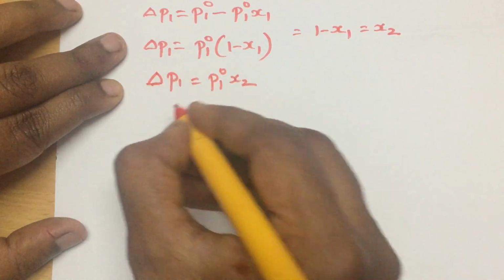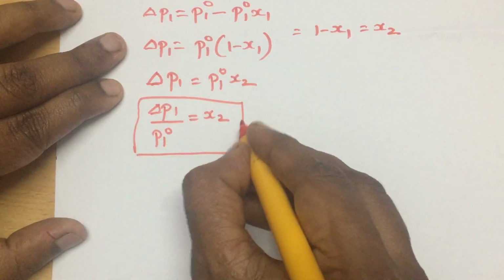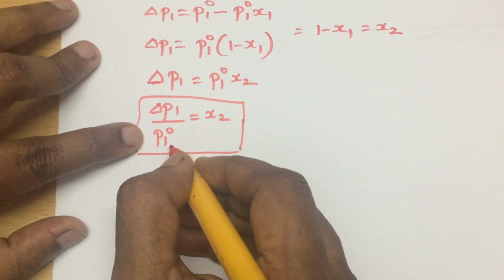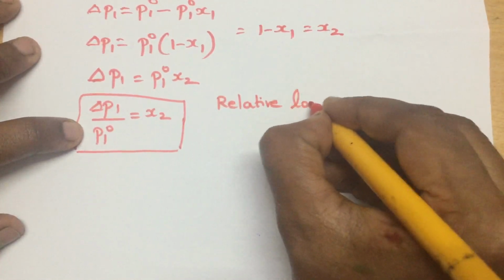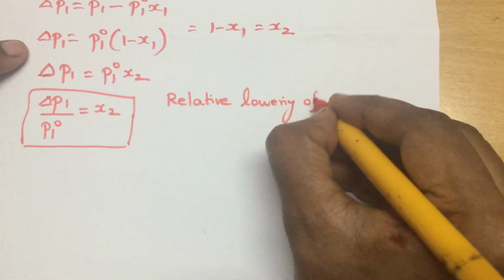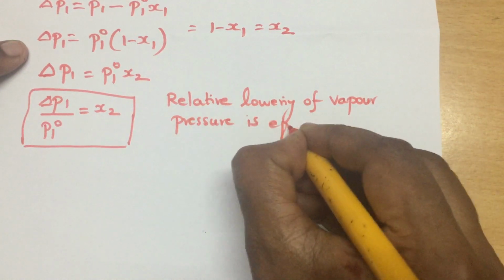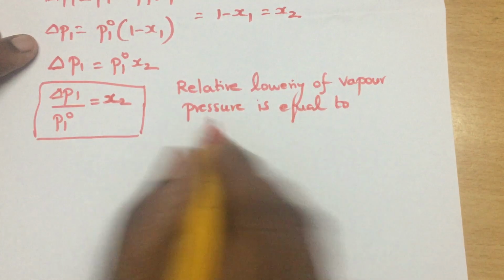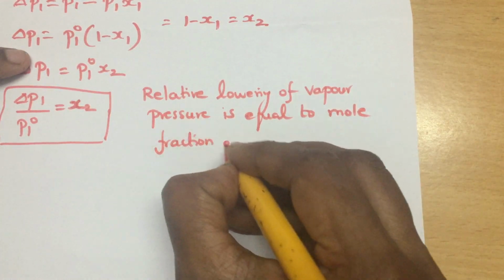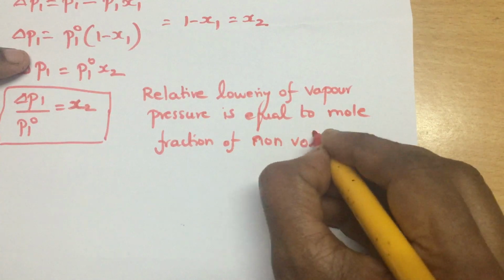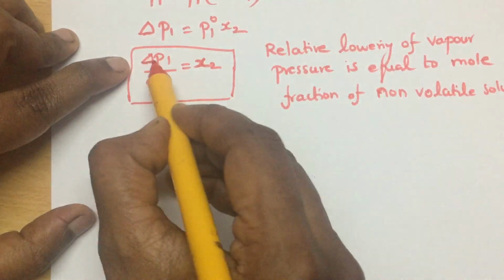So இதை நான் இங்கே கொண்டு வர போகிறேன் denominatorல. So the change in vapor pressure divided by its initial vapor pressure is known as relative change in vapor pressure or relative lowering of vapor pressure, which is equal to x2, the mole fraction of the non-volatile solute. புரியுதா?